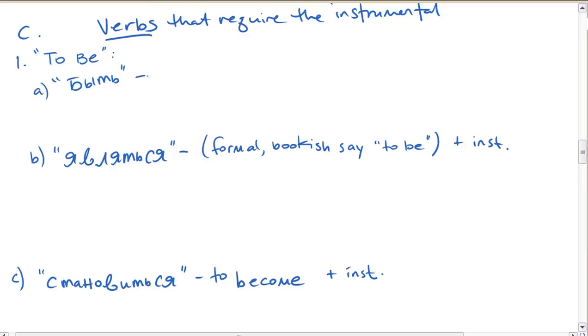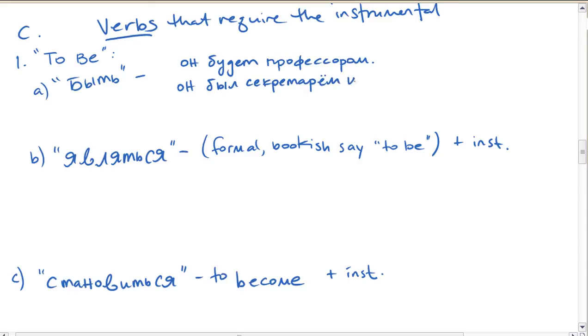the instrumental case. So, for example, он будет профессором, он был секретарем института. So he will be a professor, or he was the secretary of the institute. It indicates a sort of temporary state.